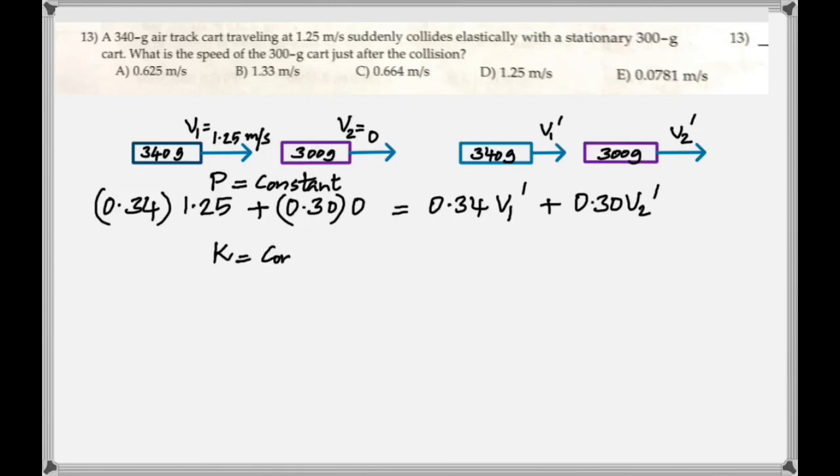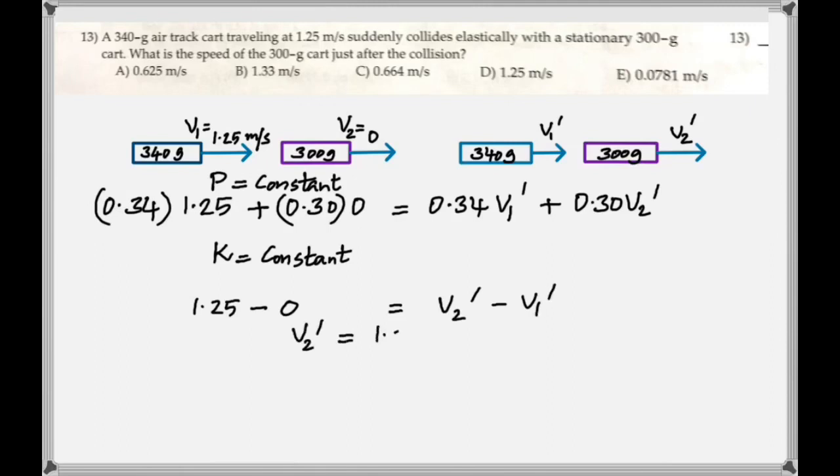And then we use the idea that kinetic energy is also conserved. But then that gives us a formula which can only be used for an elastic collision. And that formula is the difference in velocities before collision should be equal to the reverse difference after collision. Why am I saying reverse? So if I go V1 minus V2 here, I have to go V2 prime minus V1 prime on the right side.